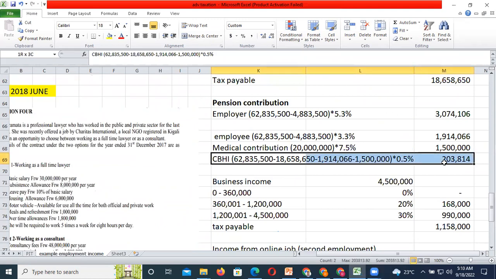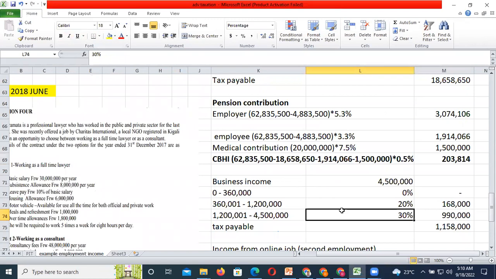Here, because we want to get the net salary, because we compute CBHI on the net salary. So to be able to get the net salary, you'll have your gross income minus payee, minus the pension of the employee, minus the medical of the employee. Then you get the net salary. Then after getting the net salary, multiply by 0.5. That's what we have done on that part. I don't know if it is okay.